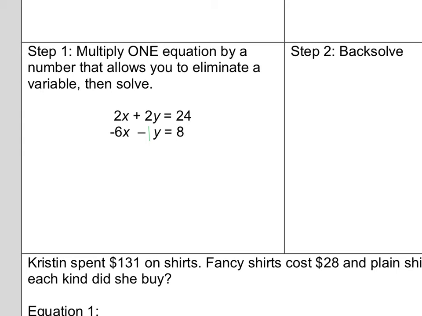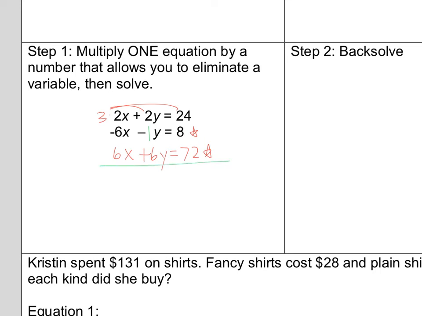So I want the 2x and the negative 6x to cancel. Well, I would need the 2 to become a 6. But in order to get 2 to 6, I need to multiply 2 by 3. Not only am I going to multiply the 3 to the 2x, but I'm going to multiply the 3 to the 2y and the 3 to the 24. So my second equation stays the same, but my new equation will be 6x plus 6y equals 72. And now I'll go ahead and solve the system using these two equations.